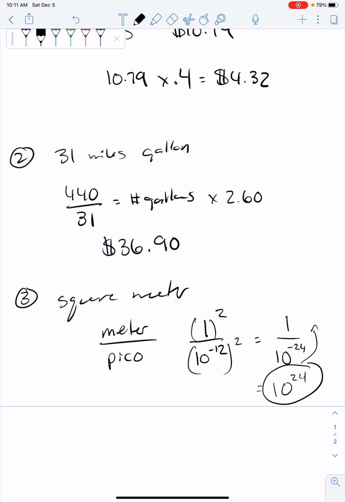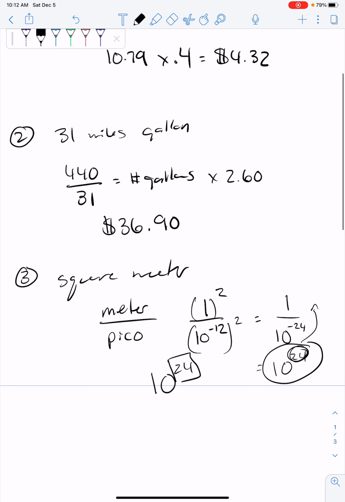So in my answer, it gives me the 10, and it wants to know what exponent goes up there. How many times larger is it? Well, that's your exponent right there. That 24 would be your answer. 10 to the 24. Okay, number 4 is something really similar.